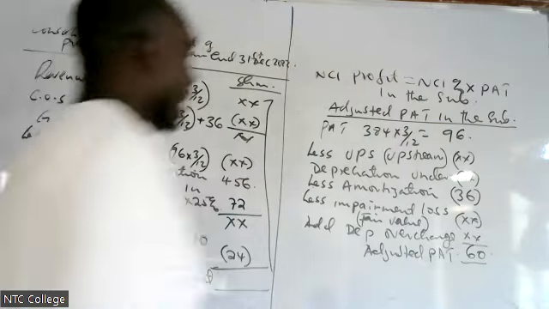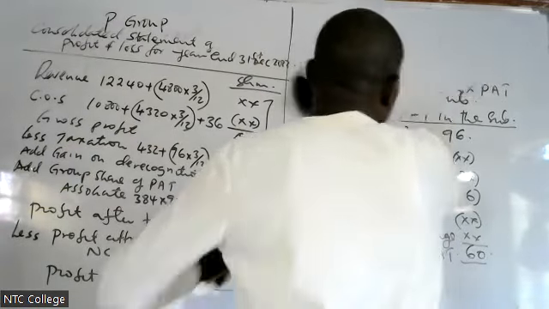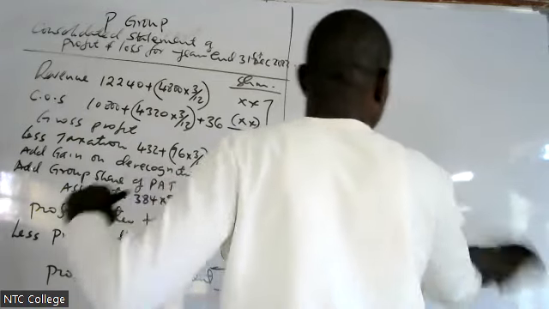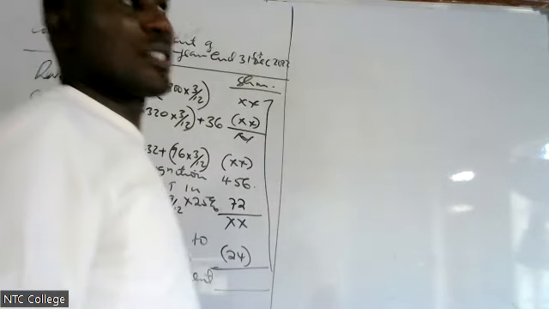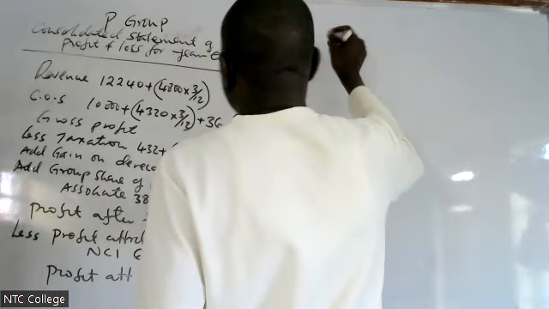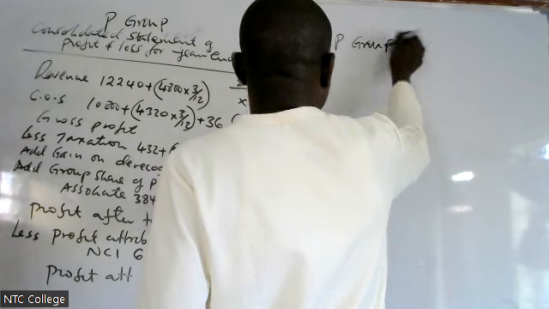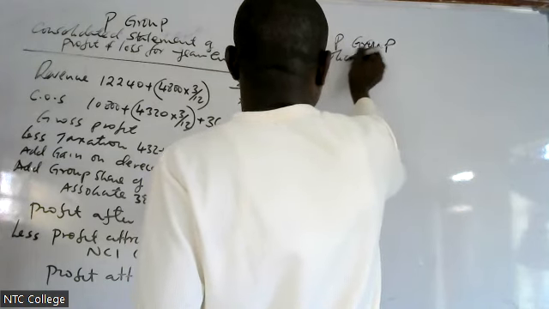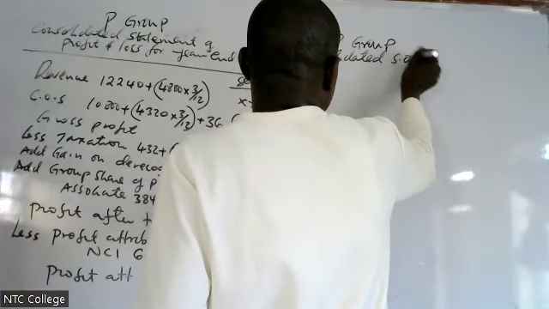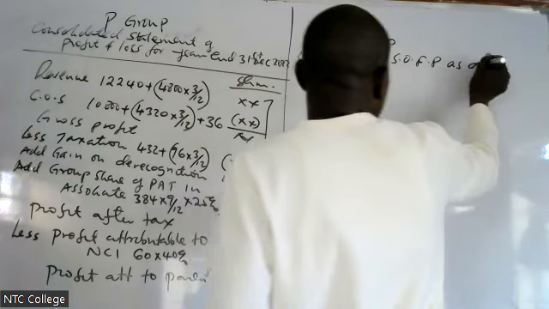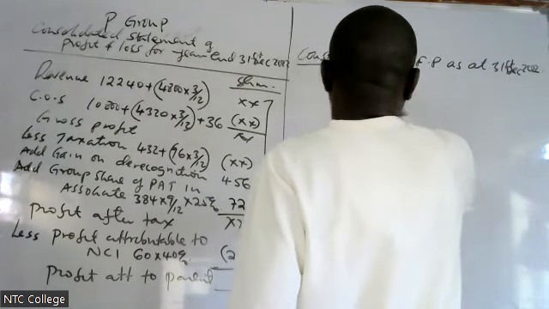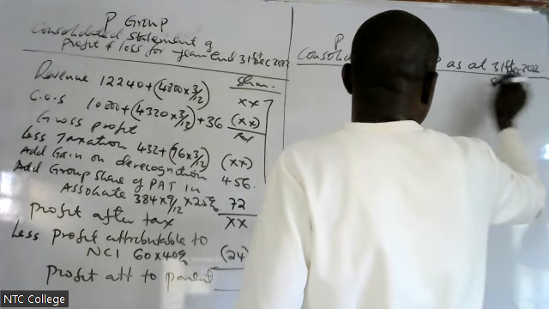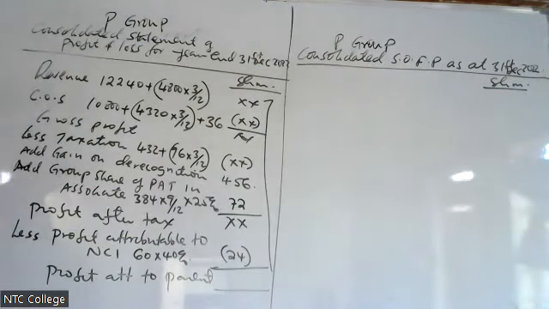Now let's do the balance sheet. We say P group consolidated statement of financial position as at 31st December 2022. Figures in millions as at 31st December 2022. We do the balance sheet.